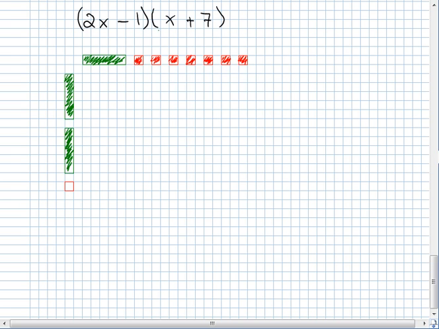Okay, so then to find the answer here, we're just going to fill in all the areas, remembering that a negative times a positive is a negative number. So go ahead and draw in all the resulting areas that are a result of this multiplication and see if you can come up with the answer on your own.